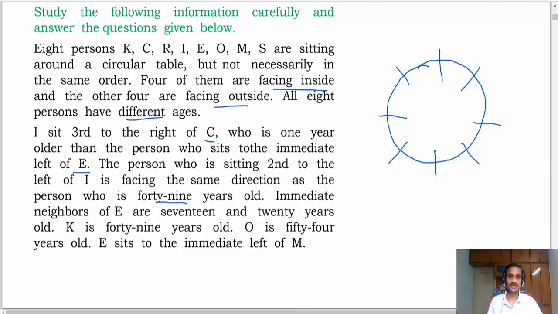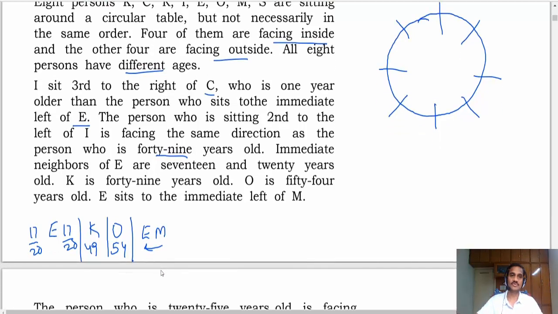Immediate neighbors of E are 17 and 20. Tell me, the persons on either side of E are how old? 17 and 20. K is 49 years old and O is 54. E sits to the immediate left of M. This is the first paragraph of the statement.